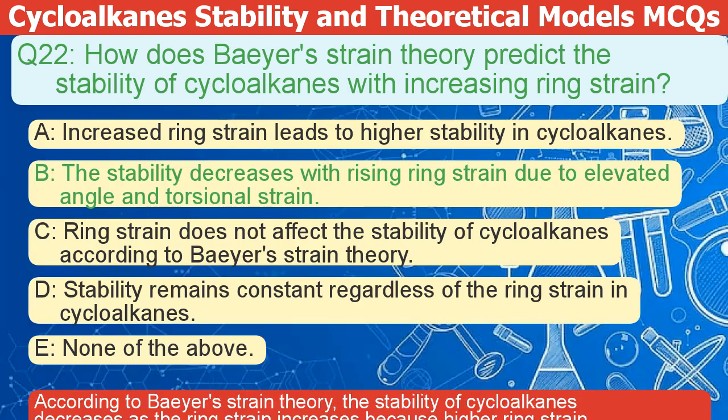The correct answer is B. According to Bayer's strain theory, the stability of cycloalkanes decreases as ring strain increases. Higher ring strain leads to elevated angle and torsional strain, reducing overall stability.